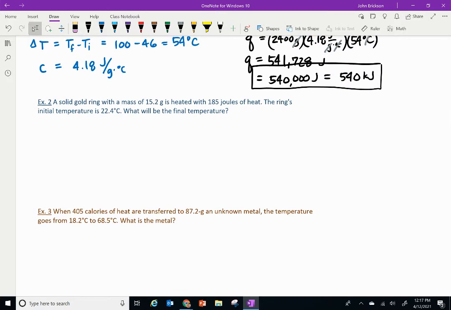Check out this next example. In number 2, we've got a solid gold ring with a mass of 15.2 grams. Let's write that number down. M equals 15.2. Is heated with 184 joules of heat. Write that down as Q. Q equals 185 joules. The ring's initial temperature is 22.4 degrees Celsius. What will be the final temperature?